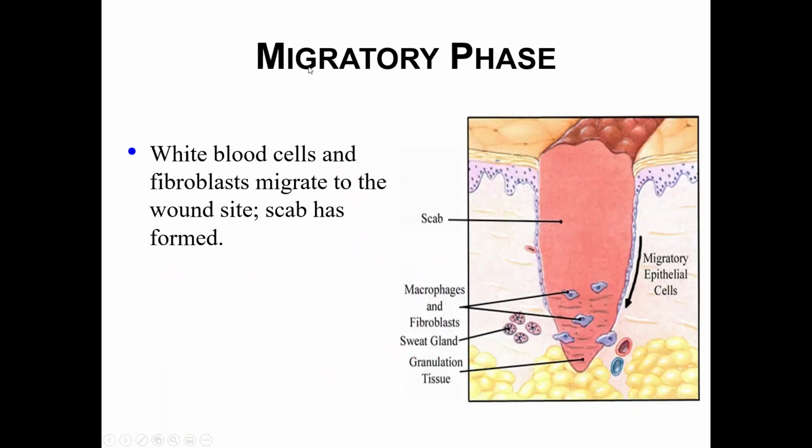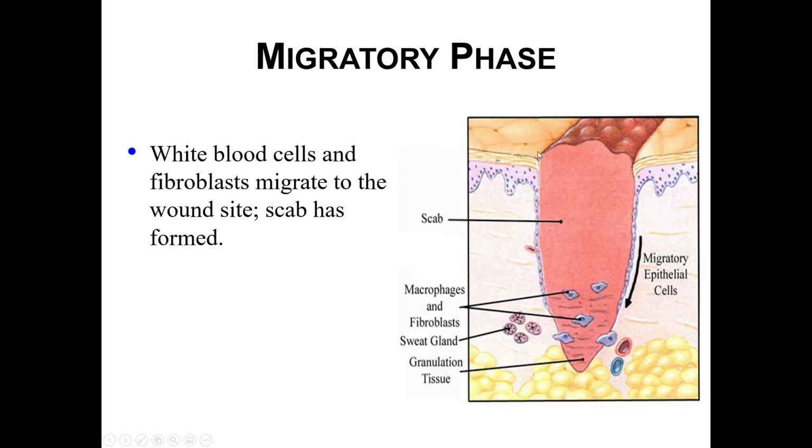So next is migration. Okay, so we said that we're going to have to do some tissue cleanup. Okay, I just mentioned that's the job of some of your white blood cells. Also fibroblasts that are going to start creating the new tissues. So they are going to migrate towards the site of cleanup and where we're going to need to start building new tissues.